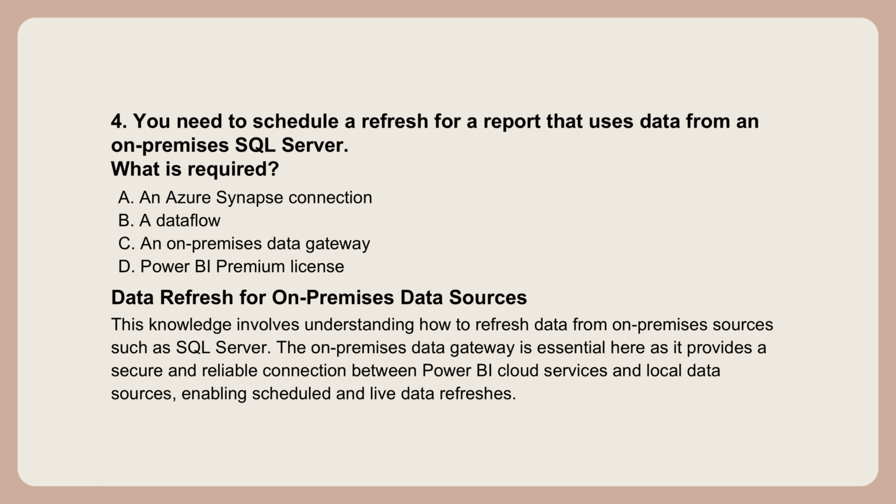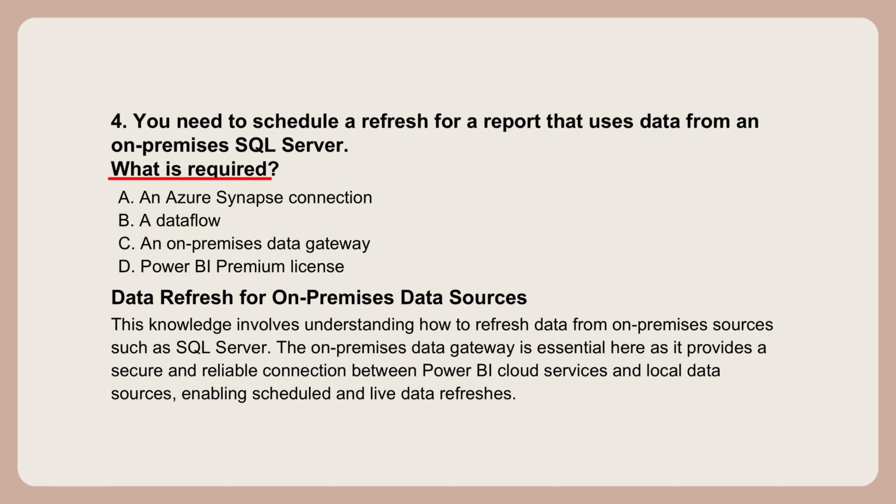Okay, next scenario. Let's talk data refresh, but with a twist. Your report uses data, but it's not in the cloud. It's sitting on an on-premises SQL server, behind the company firewall. Right. Common setup for lots of businesses. And you need to schedule automatic refreshes in the Power BI service so the report stays up to date. What absolutely must you have in place to make that connection work? Options. A, an Azure Synapse connection. B, a data flow. C, an on-premises data gateway. Or D, a Power BI premium license.